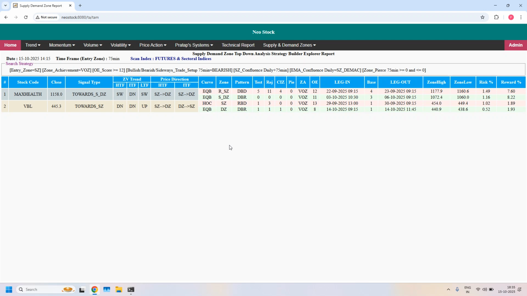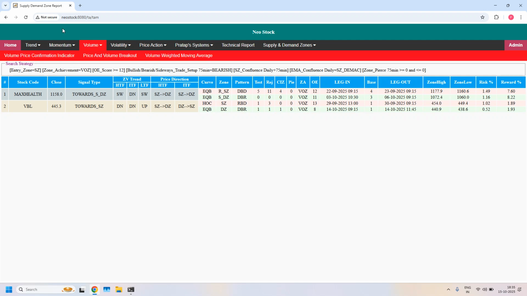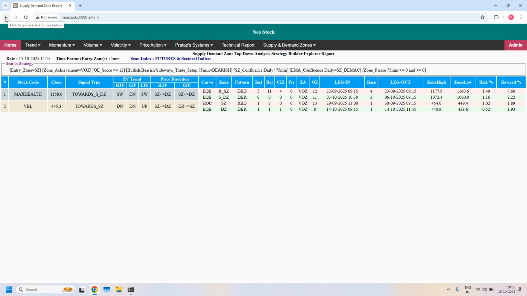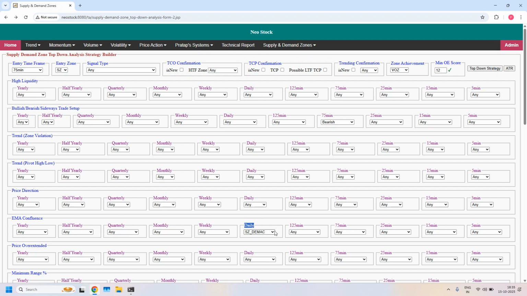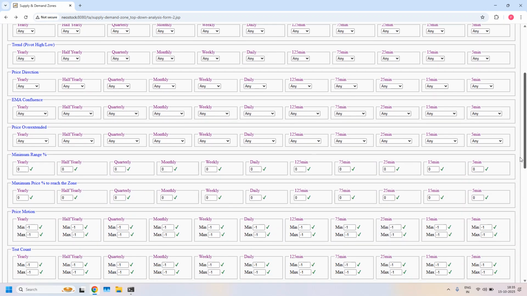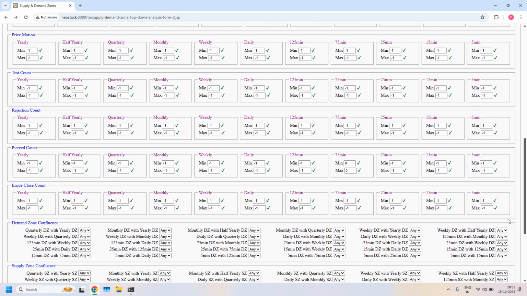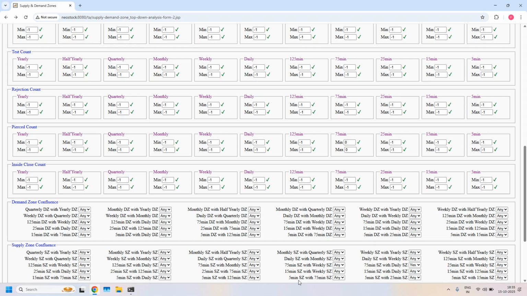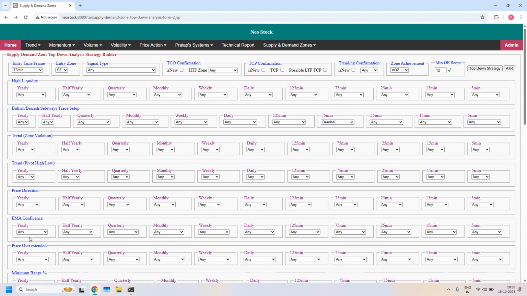Okay, next, as per the second strategy, LTF, ITF, HTF supply zone confluence, and then HTF EMA confluence. Removing ITF EMA filter. First, supply zone confluence, 3 filters I am going to add. That is 75 minutes and daily, 75 minutes and weekly, daily and weekly supply zone confluence. And then HTF EMA confluence for HTF supply zone.